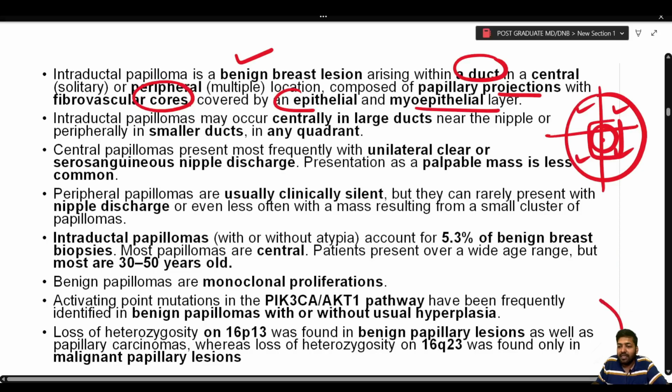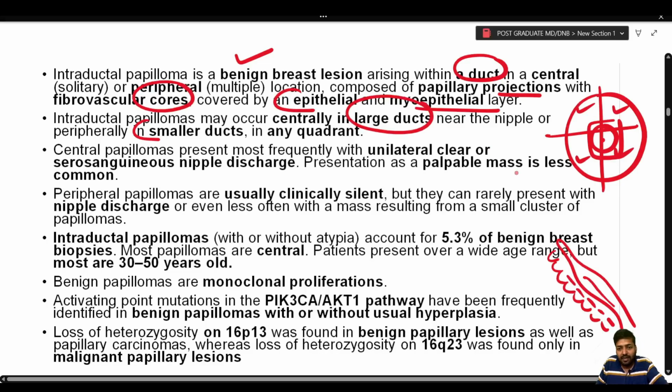So for example, this is a fibrovascular core containing blood vessels. They will have a lining of epithelial cells, and at the base you will have a lining of myoepithelial cells as well. Now, intraductal papillomas may occur centrally in large ducts near the nipple, or peripherally in smaller ducts in any of the quadrants that I already discussed.